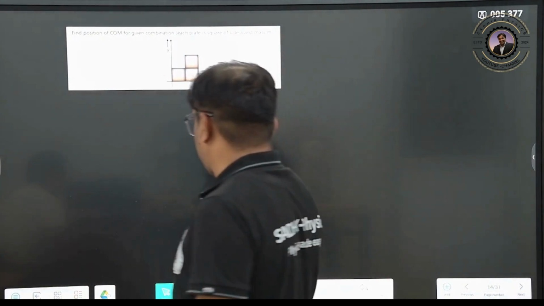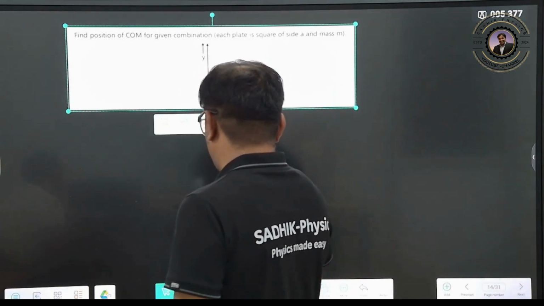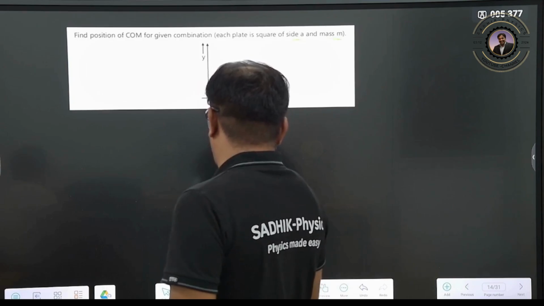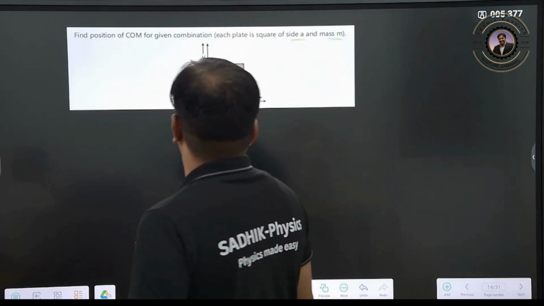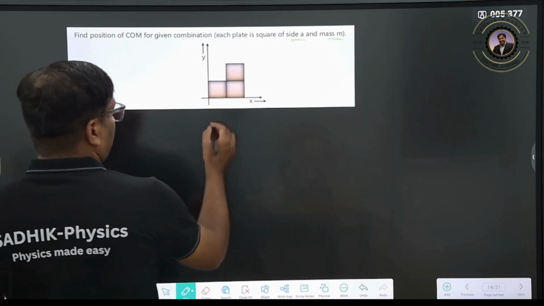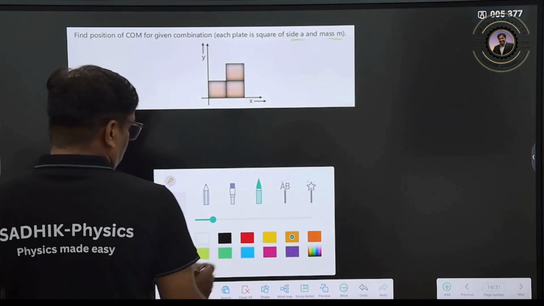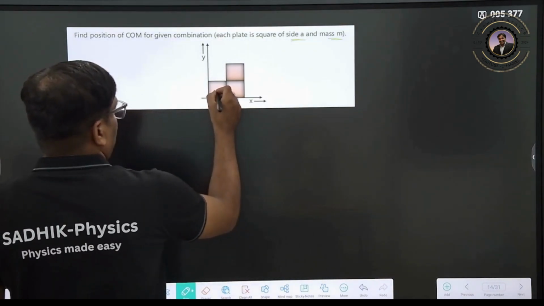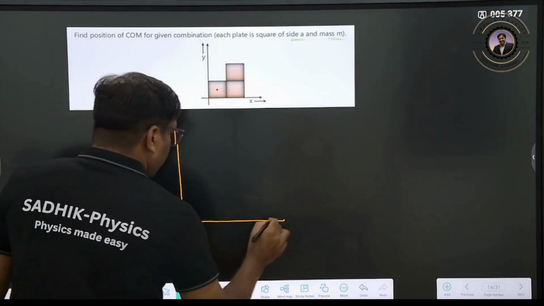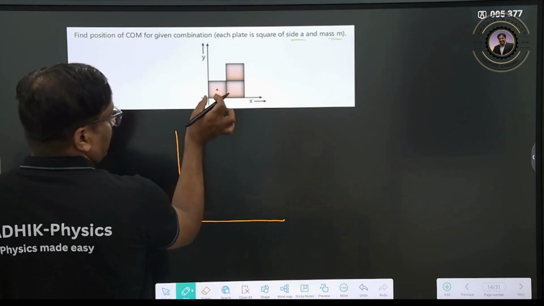This is also the same concept here. Each plate has side a and mass m. Clear? Now each plate's side is a. We want to calculate the center of mass. The center of mass of this one lies at this point, and we can locate it now. This mass is m. Where is it? The total distance is a, but in this one it is a by 2.